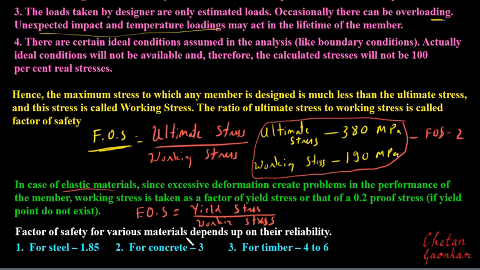All right, so just observe these values. For a steel material, the factor of safety which is considered is 1.85, whereas for concrete the factor of safety is very high, up to around 3, whereas for timber like wood and all, the factor of safety becomes even higher, that is 4 to 6. So as we are increasing the factor of safety, we will be over designing the component or machine.